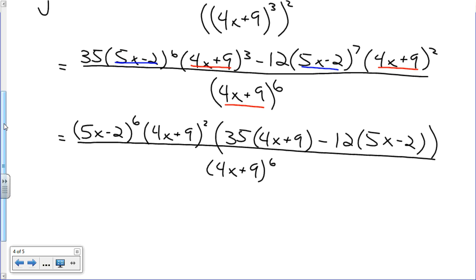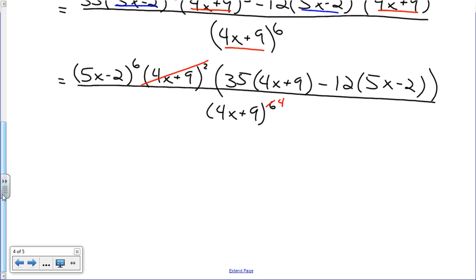So first of all, I see that I can cancel out here. I've now got a common factor in the numerator and denominator of 4x plus 9. I've got 2 of them up here, and I've got 6 of them down here, so that leaves me 4 of them in the denominator. That's the first thing I can do is get rid of those. But then if you look at what I've got in this last factor in the numerator, it's actually just a linear function. 35 times 4x plus 9, that's linear. 12 times 5x minus 2, that's linear. So this is just a linear function.